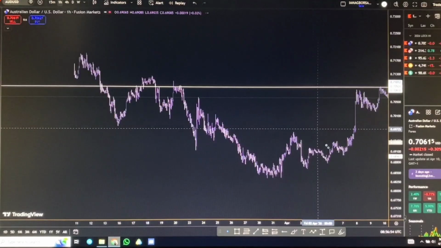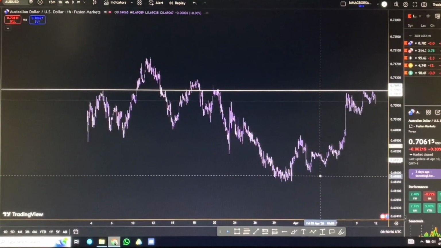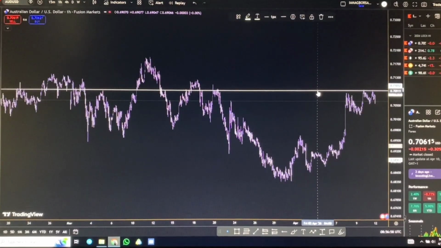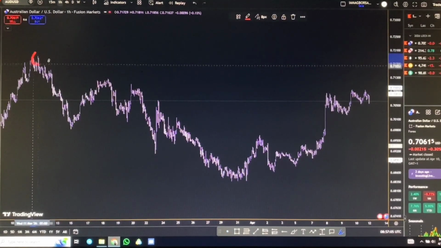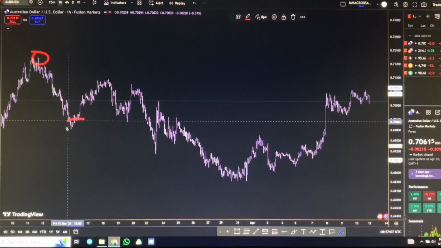Also, if we should be looking for more setups on the 1-hour chart, you can see that the market was creating a downward movement, right? Remember, we want to identify the structure first, right?